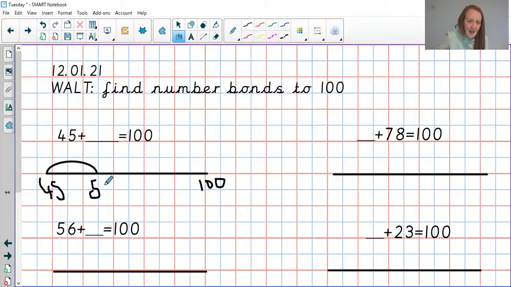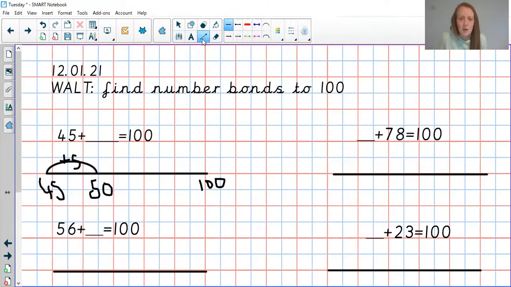Now, what did I have to add to 45 to get to 50? I had to add 5. So I'm just going to pop that above there. Now, we've done this in our addition before. There we go. Excuse my handwriting, Year 3. I look like I'm back in reception with my handwriting on here, but I'm sure you can read what I'm writing. And then what I'm going to do now is my next jump along the number line to 100.